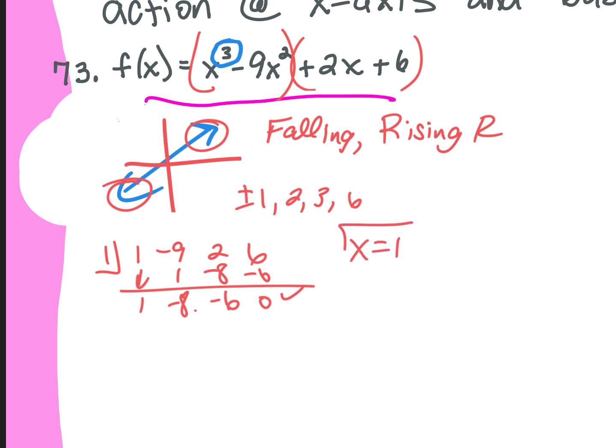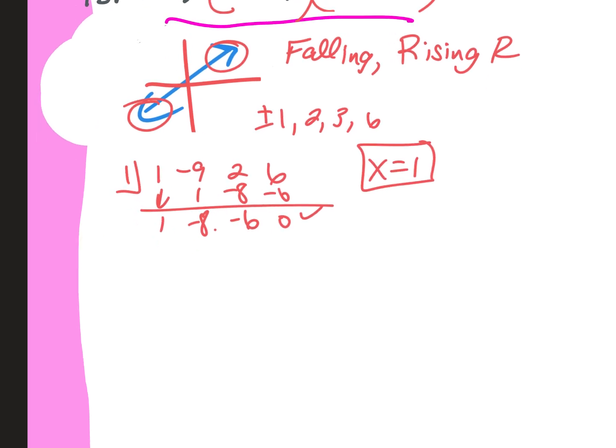X equals 1. Perfect. So what's left over? This is x squared minus 8x minus 6 equals 0. So I'm at a quadratic. What do I do at this point? All right, let's try to factor it.